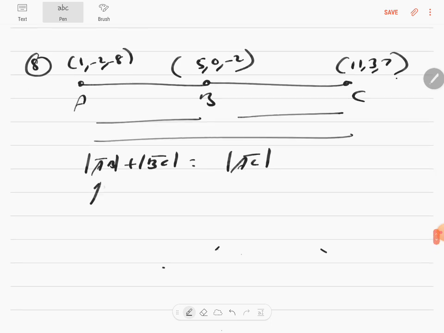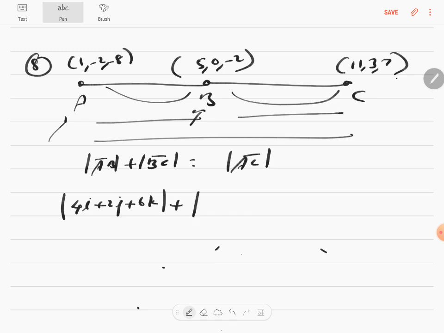First of all, we don't even have an AB vector. You only have A and B. You find the AB vector by doing x2 minus x1: 5 minus 1, 4i; 0 plus 2, 2j; minus 2 plus 8 is plus 6k. Subtracting B minus A, you get the AB vector. Then the BC vector, again x2 minus x1: 11 minus 5 is 6i plus 3j plus 9k. Then the AC vector: 11 minus 1 is 10i, 3 plus 2 is 5j, 7 plus 8 is 15k.